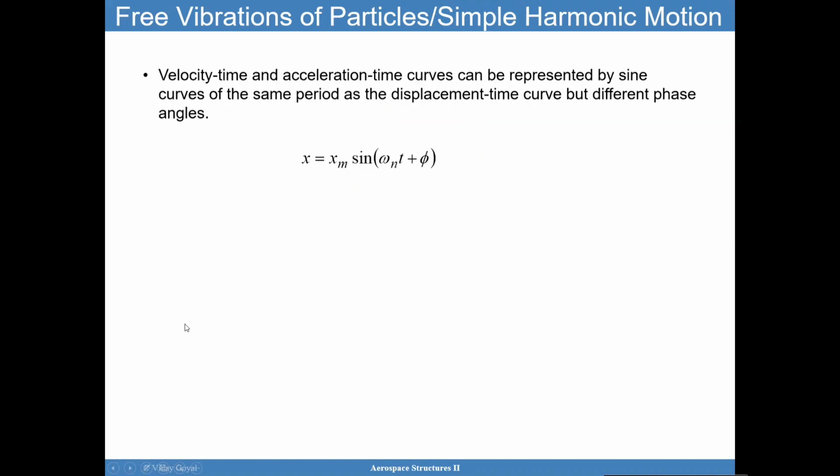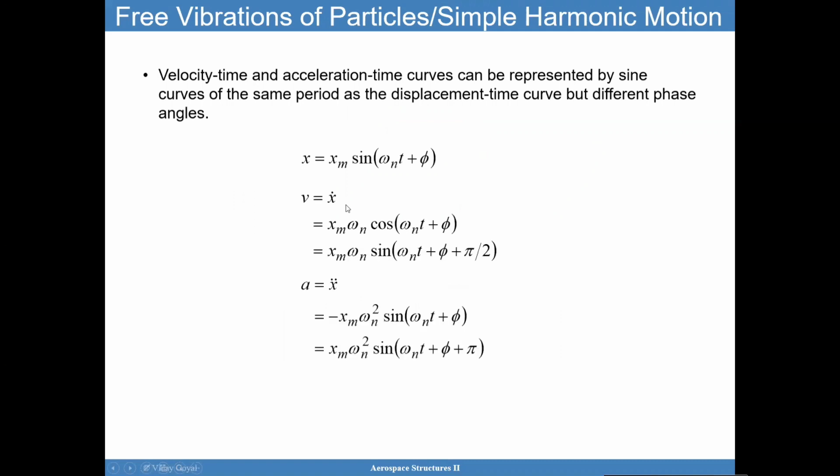So once you know the position x, you can calculate the velocity as x dot, because velocity is equal to the derivative of the position with respect to time. And you can also calculate the acceleration, which is the second derivative of x with respect to time. And this is exactly how you find the velocity and accelerations.